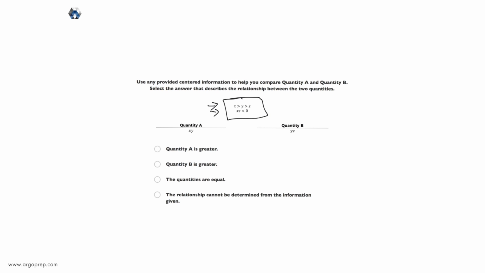So I want to focus on the second piece of information we're given, that x times z is less than 0. Well, if x times z is less than 0, that means that one of the numbers must be positive while the other number is negative, right? Because a positive times a negative results in a negative number, which is less than 0. So for example, if I have 3 times negative 2, that's negative 6, which is less than 0. It can't be both positive, because 3 times positive 2 would be 6, which is greater than 0. And also x and z both cannot be negative, because a negative times a negative results in a positive.